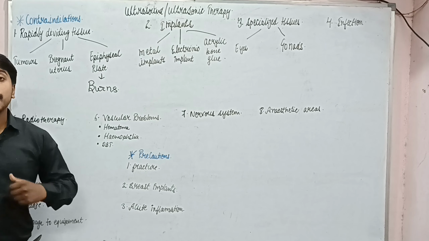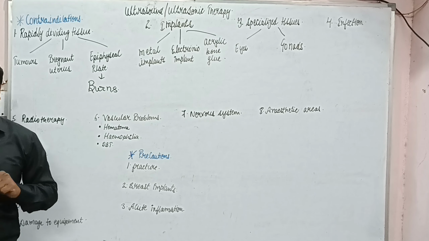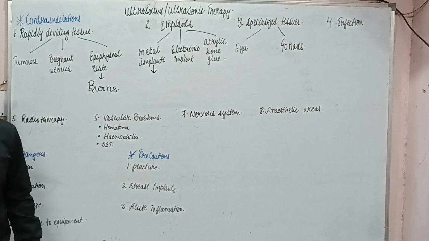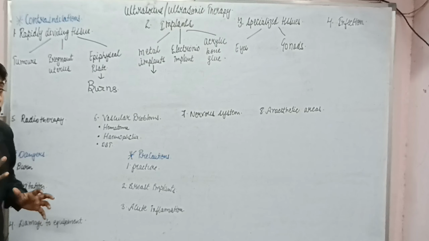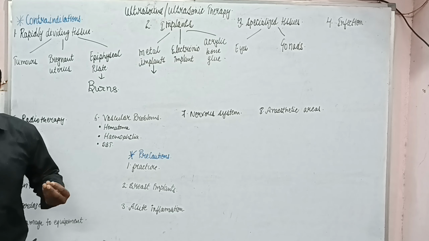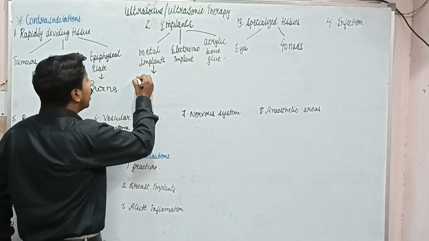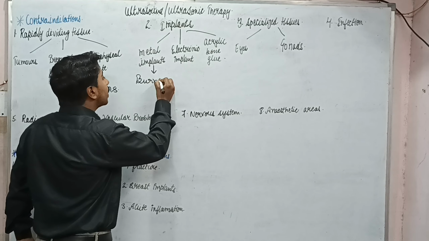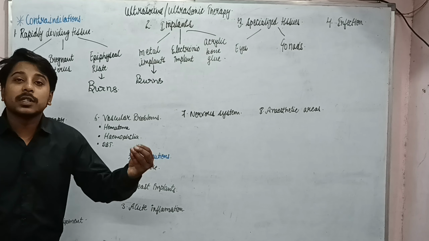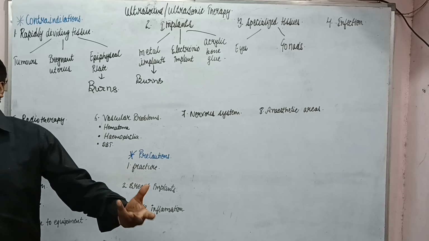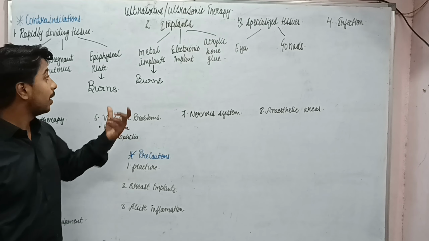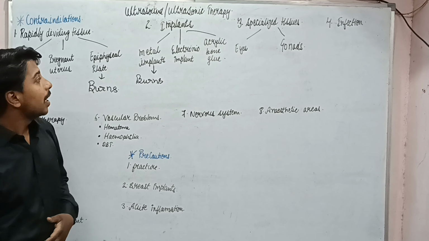The next point is implants. There are different types of implants. Metallic implants can reflect the ultrasound wave, and the amount of ultrasound absorbed by them can cause heating, which may lead to burns. Similarly, in electrical implants such as a pacemaker, some heating can occur which can damage its functioning. And if the pacemaker is damaged, then definitely it is a very problematic condition.